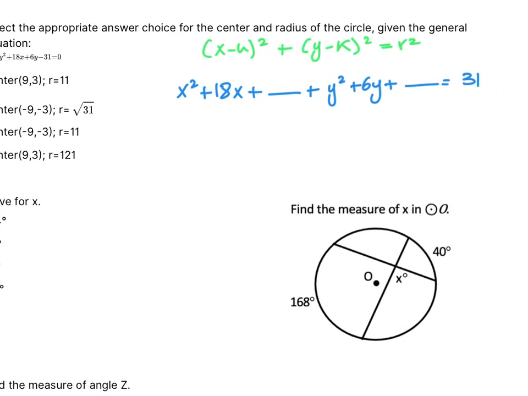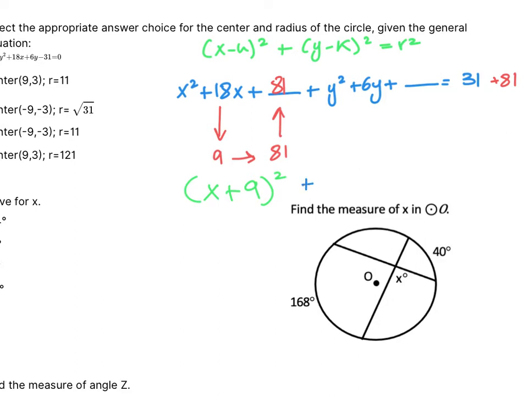Now if you look at 18 divided by 2, that is 9. So we need to complete the square, and 9 squared is going to be 81. So you add 81 to both sides of the equation. The first perfect square is going to be x plus 9 to the power 2. If you FOIL this, you will get x squared plus 18x plus 81. That's how you can check your work.